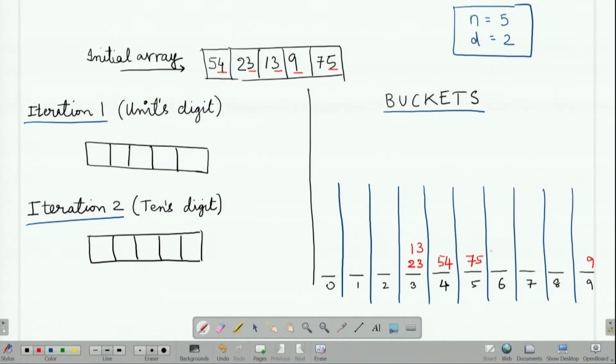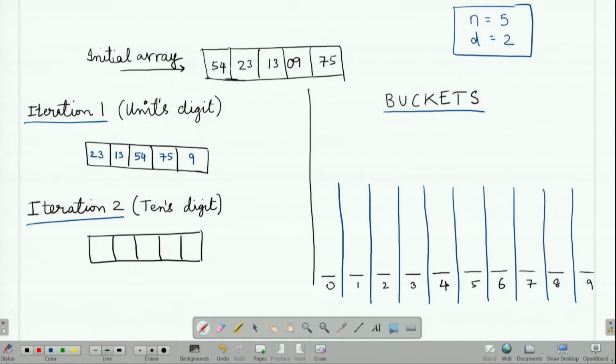Now, like we said, we would be going through the buckets in left to right fashion, and within each bucket we'd be taking the numbers in a first in first out manner. So first we go from 0, we have no elements in the bucket, then 1, then 2. So the first bucket that we have elements in is bucket number 3. So remembering the FIFO manner that we have to follow, first number to go into the array, the final result array would be 23, then we have 13. After that, in bucket number 4 we have 54, then 75, and finally 9.